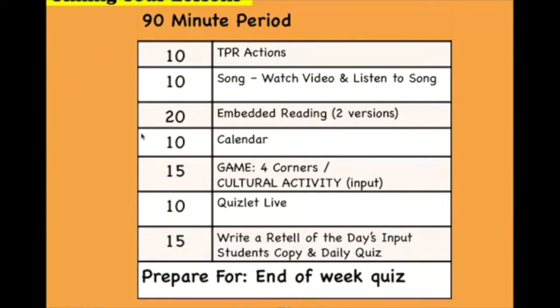So maybe I'm doing 2 or 3 versions, maybe a 3rd version, or maybe I always have a 3rd version for the students that finish early, and they can go on and read the 3rd version. Talking about the calendar, again, talk about that later. A game, like a 4 corners game or a cultural activity that I'm providing input with pictures for 15 minutes.